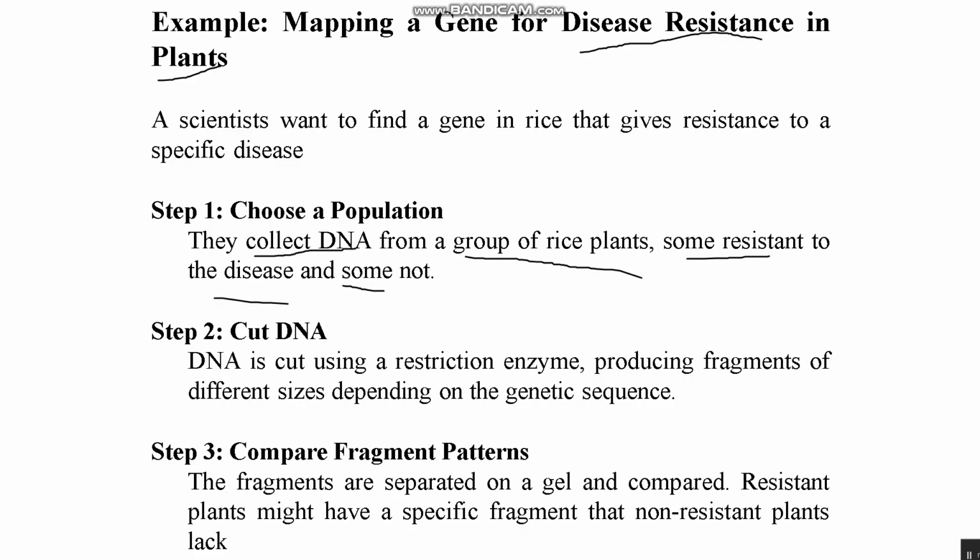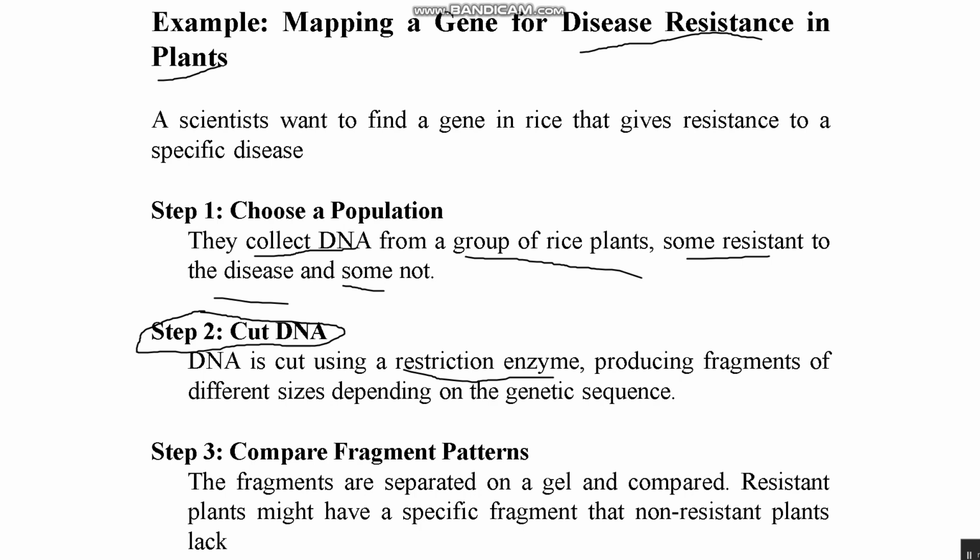If scientists want to find a gene in rice that gives resistance to a specific disease, first of all they have to choose a population. They collect the DNA from a group of rice plants, some resistant to the disease and some not. Then they cut the DNA with restriction enzymes, producing fragments of different sizes depending on the genetic sequence.